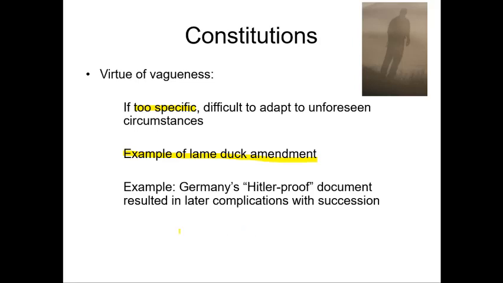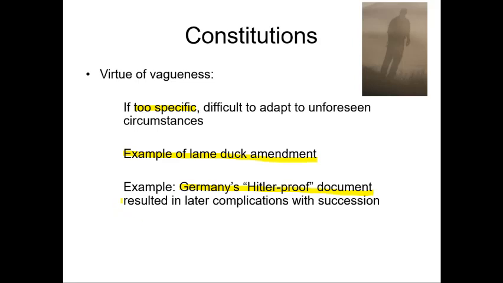Another example is at the end of World War II, after the fiasco of Hitler, when Germany tried to Hitler-proof its document to prevent something like that from happening again, where a leader could come in and pretty much subvert the parliament into a dictatorship.